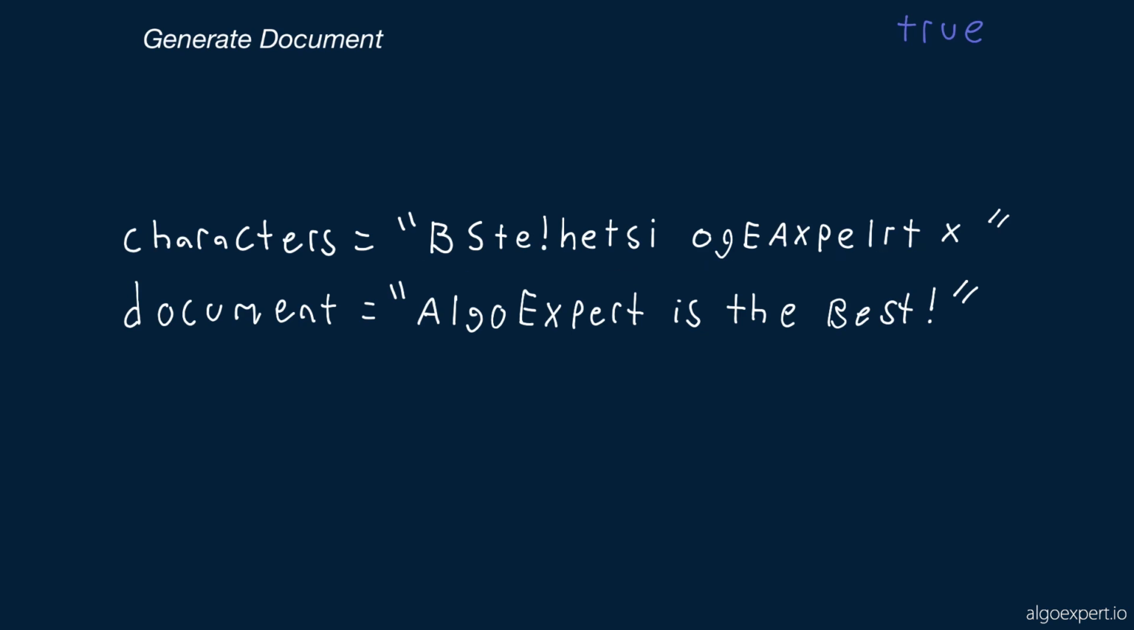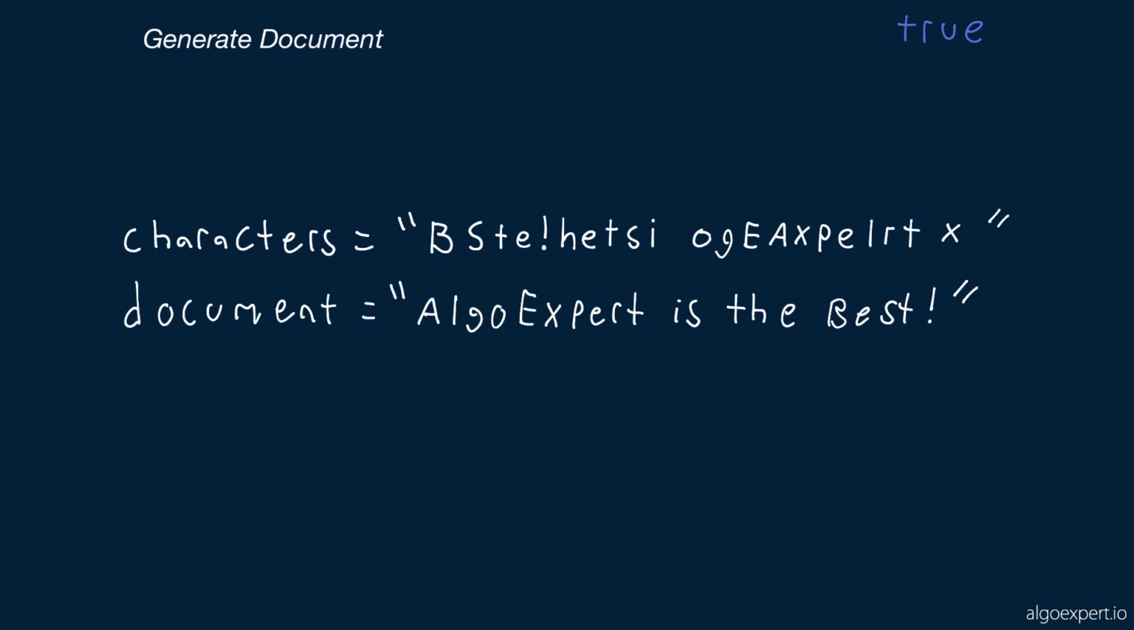Now, just for the sake of an example, if I were to remove this capital B right here, we would not be able to create this document string because we do not have a capital B. Now, just as one more example here, if I were to remove one of these T's, so let's just remove the one right there, we now would not be able to create this document string because we do not have enough T's in our characters string to use to create the document. So that is how this problem works.